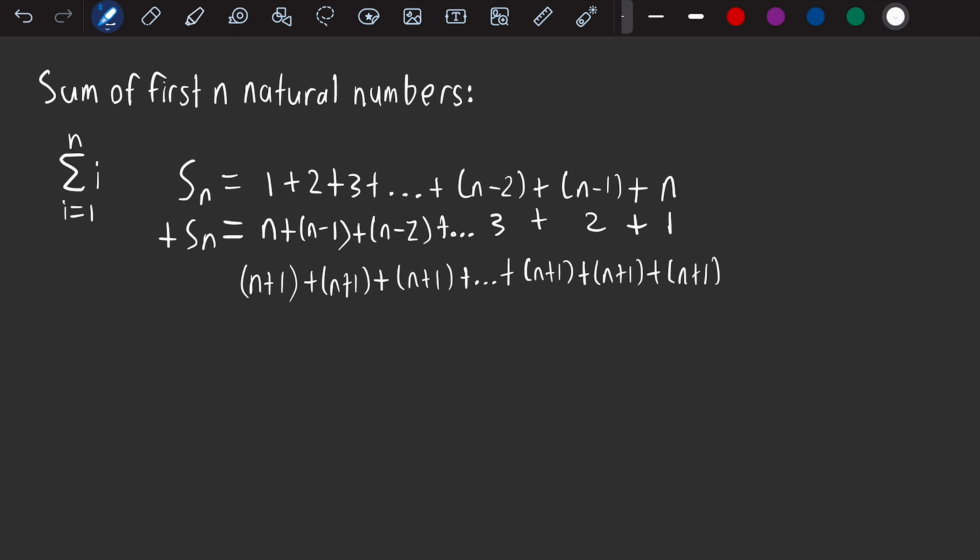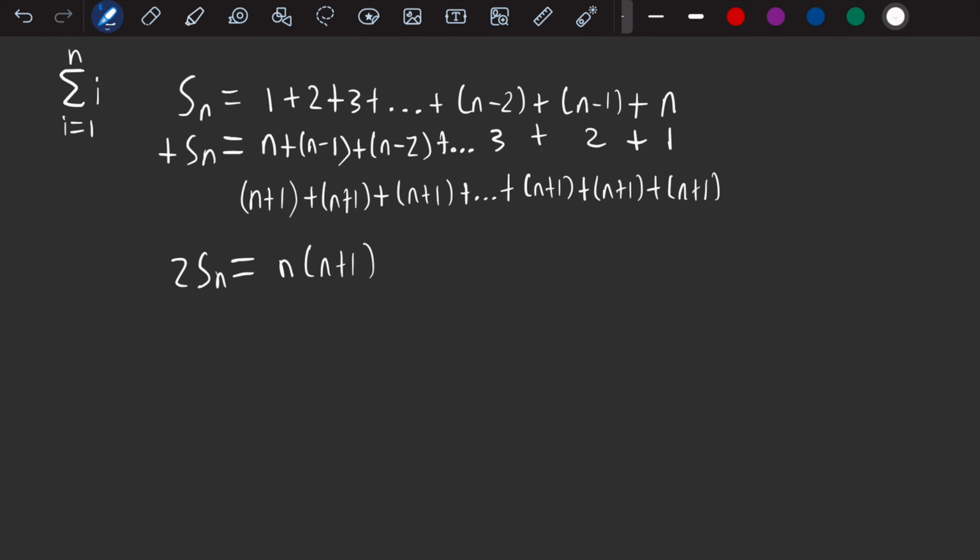And so just by changing the order in which we add these terms, we've made it such that the sum of the columns of this collection of sums, I guess you could say, produces n copies of n plus 1. And so our left-hand side is 2 S sub n, because we added S sub n to S sub n, and our right-hand side is n times n plus 1. Because remember, S sub n is representative of the sum of the first n natural numbers, so we have n terms. That means that by adding S sub n to itself, we've produced n copies of n plus 1.